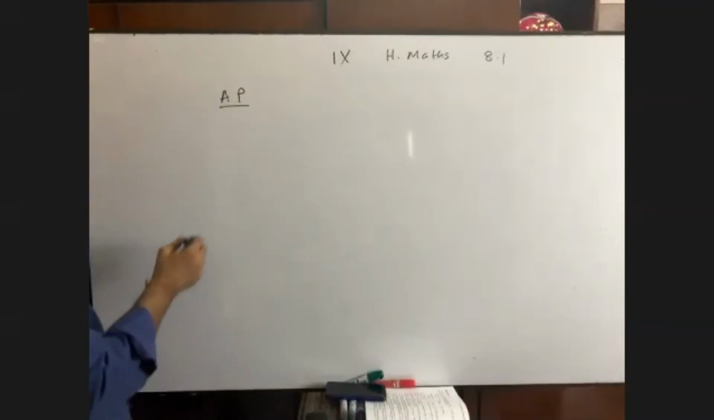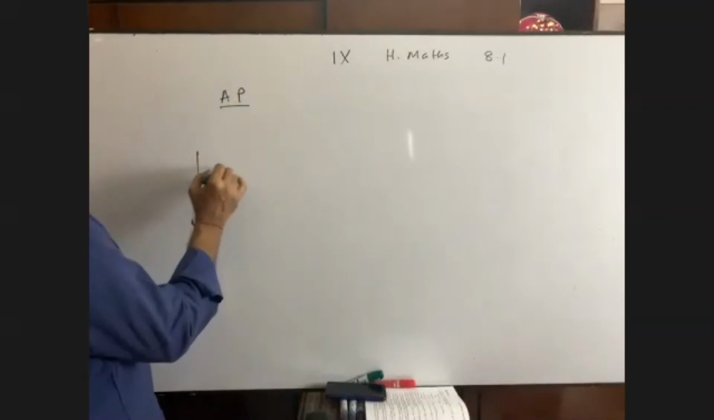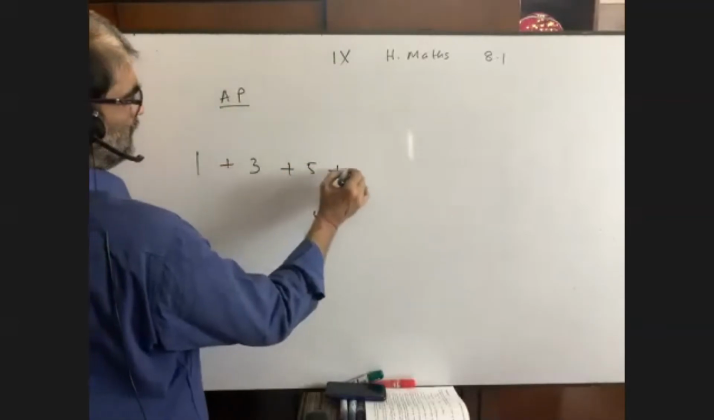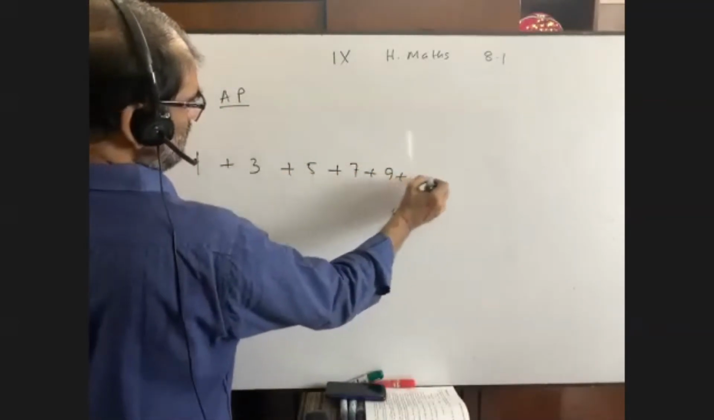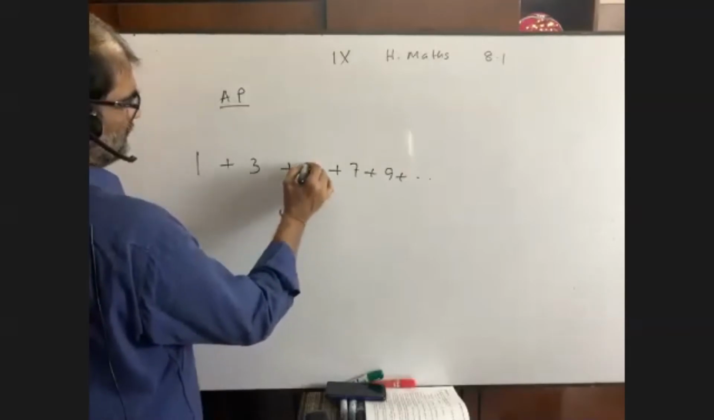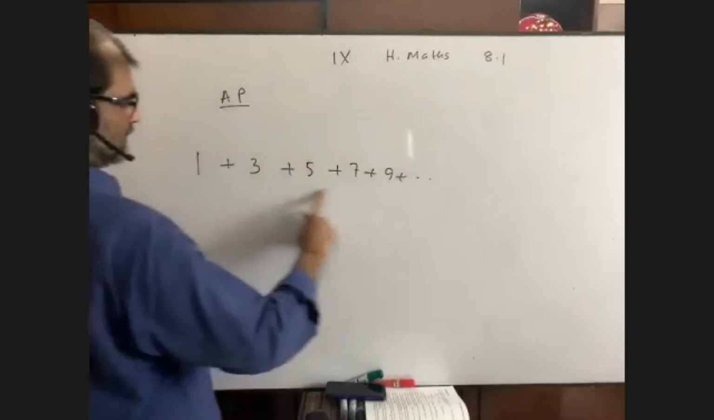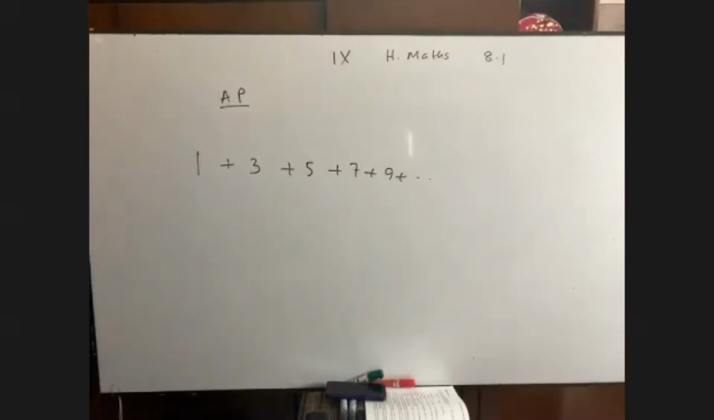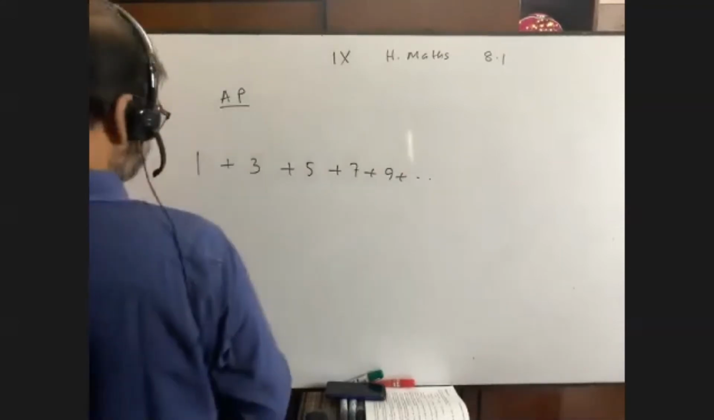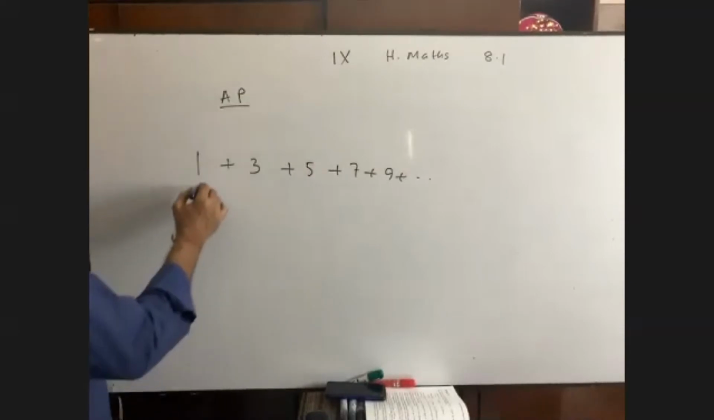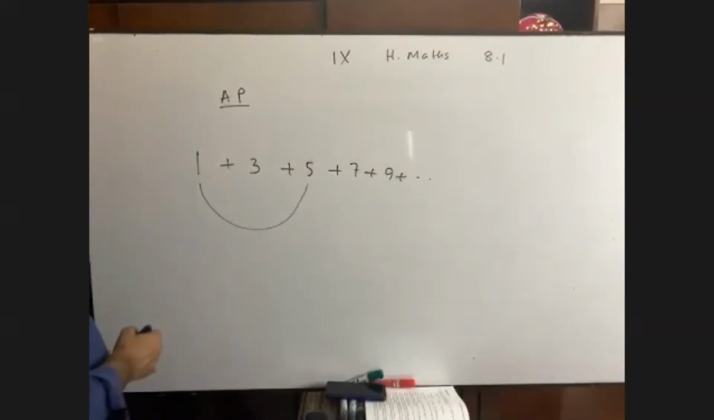Actually, I can give you some examples. Suppose 1 plus 3 plus 5 plus 7. They are in arithmetical progression because they have the same difference between two consecutive numbers. Same difference always. This is number 1. Number 2, if we get the average of these two, what is the average of these two? 1 and 5, what is the average?